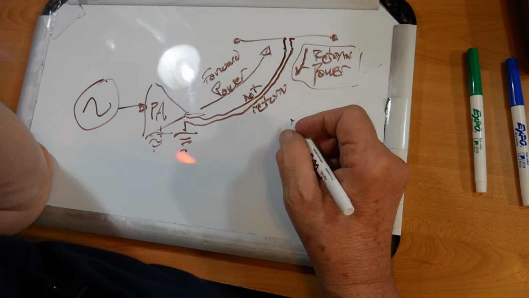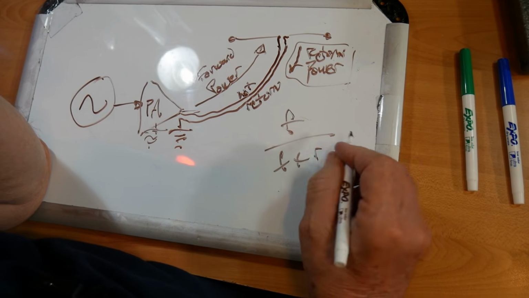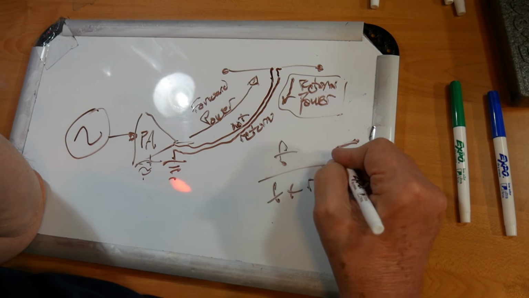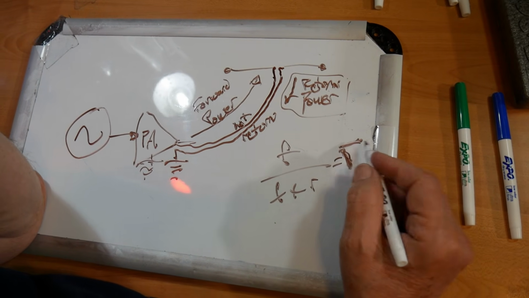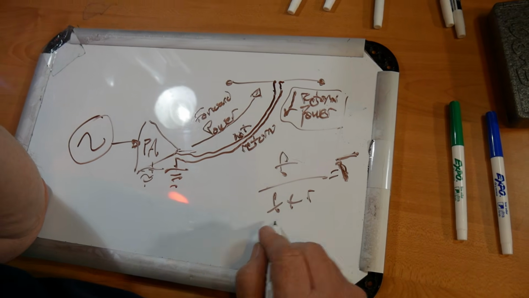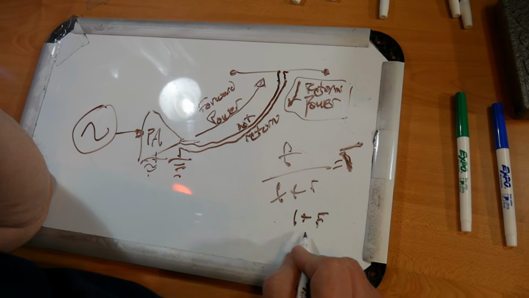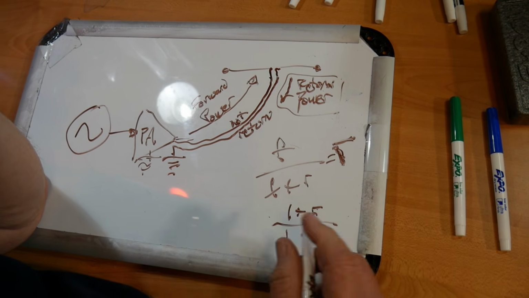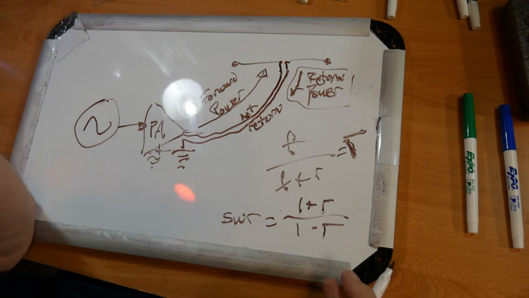Because if you take the forward power over the forward plus the return, this gives you the reflection coefficient, which is the capital letter omega from Greek letters. It was like an F without the little thing there. This is the return coefficient. And if you take 1 plus the magnitude of the return coefficient divided by 1 minus the magnitude of the return coefficient, I put the F on there, I'm not supposed to do that. That is the SWR, the standing wave ratio.